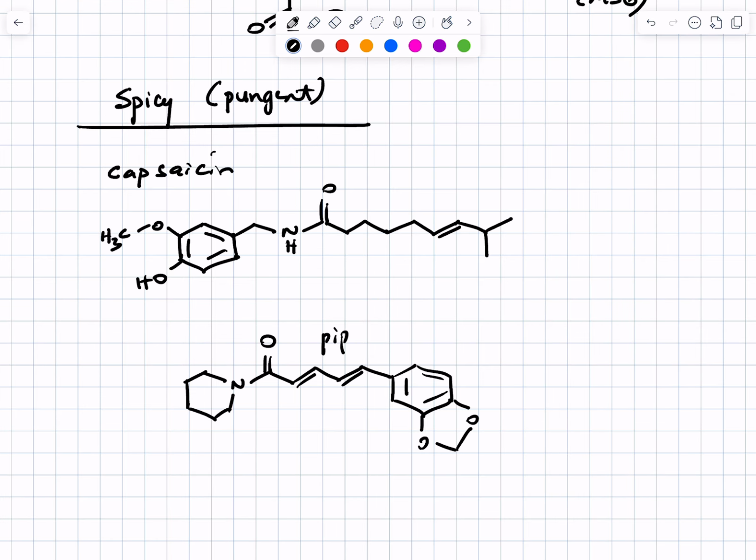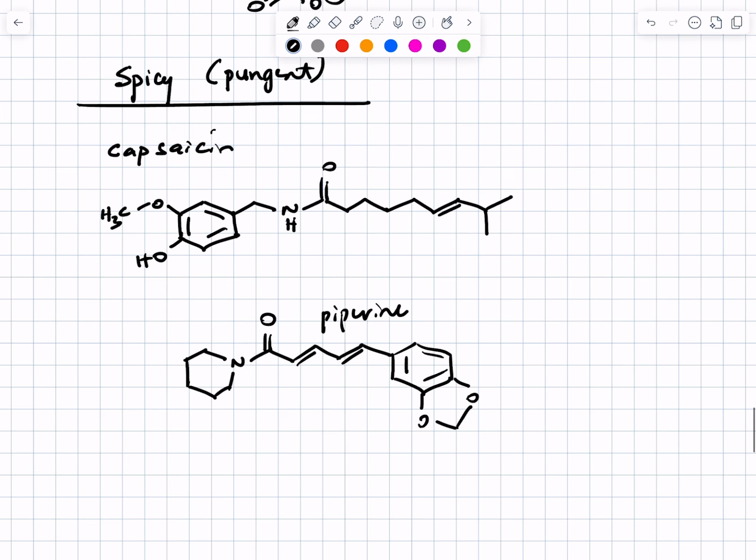And then I'll show you one more. There looks like there's maybe some structural relationship between capsaicin and piperine, in the sense that they both have rings on one side, and they both have some double bonds, and they both have amides.